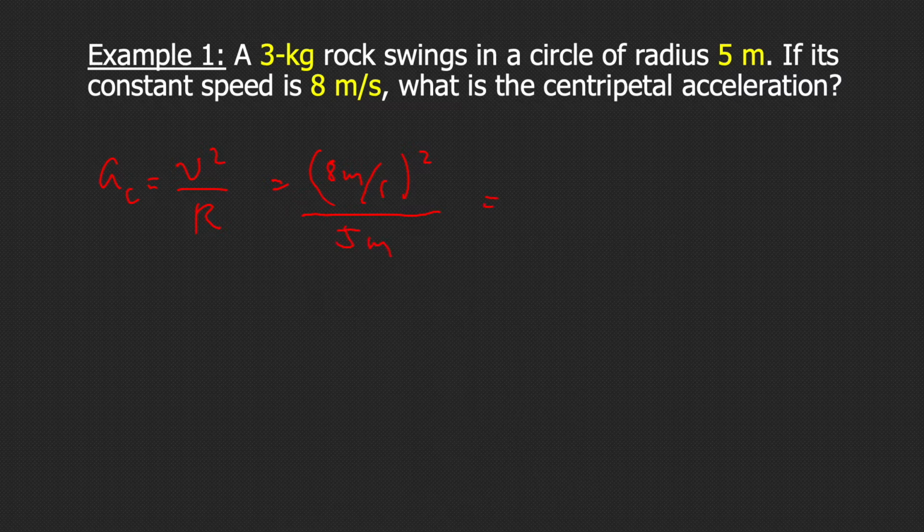That is equal to 12.8 meters per second squared. So this is the centripetal acceleration. And of course, if you are interested to know the centripetal force, we just have to multiply 3 kilograms and then the acceleration, which is 12.8 meters per second squared, and that would be equal to 38.4 newtons. So this is the centripetal force and the centripetal acceleration.